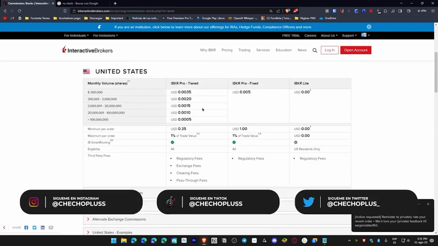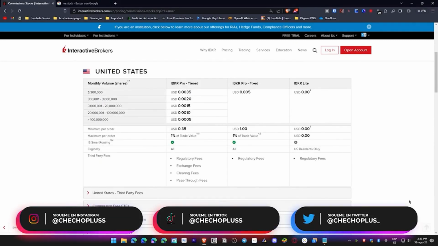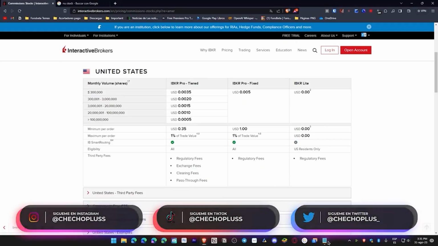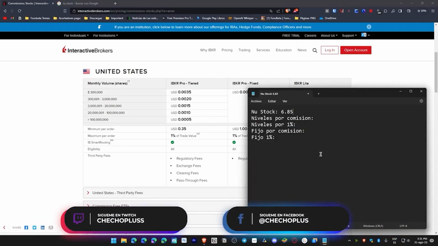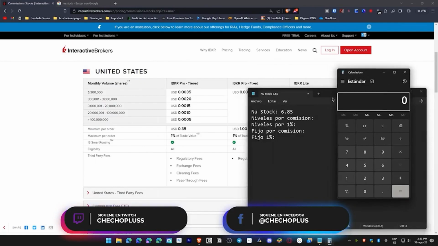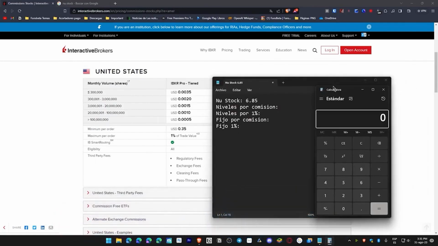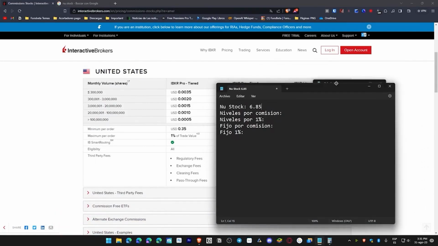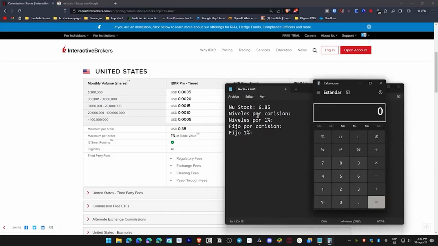Alright, so now let's do the example I mentioned with the NU stock. So let's open this up here. Let's also open the calculator, and I think by showing an example you'll understand it better. So let's say here that the NU stock is currently priced at 6.85, right? Now let's do it using the tiered structure. So with the tiered structure, how would you first calculate the commission? That is what's here, this part right here.